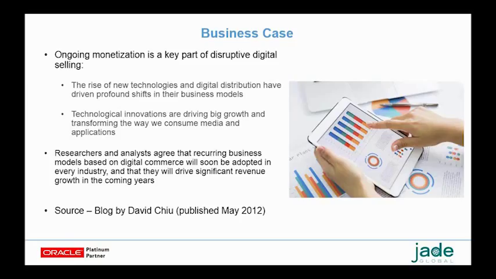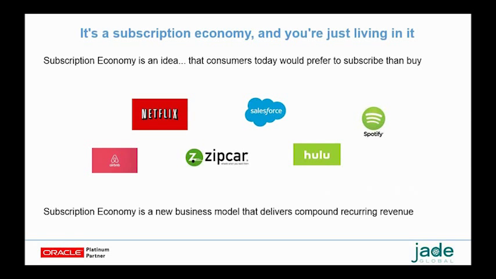The internet evolution over the past couple of decades has dramatically changed what you can do and what the capabilities are. Innovations are driving this growth, and they're transforming the ways in which people use and consume these goods. And the source for this is published, like I said a little earlier, in May 2012 by Gartner.